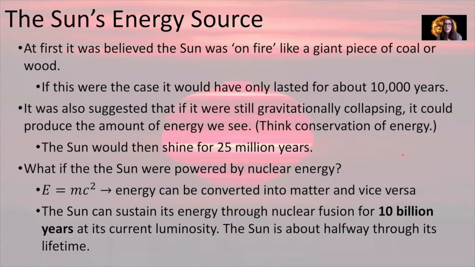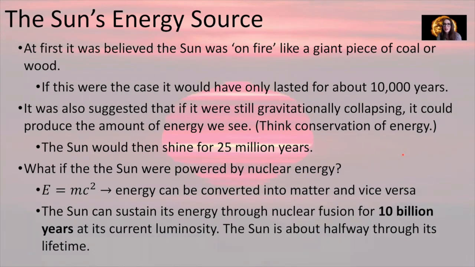At first, it was thought that the sun was on fire, like a giant piece of coal or wood, something burning like a wood fire. But if this were the case, then our sun would have lasted only 10,000 years. And we know that it's been here much longer than that. We've been here much longer than that.